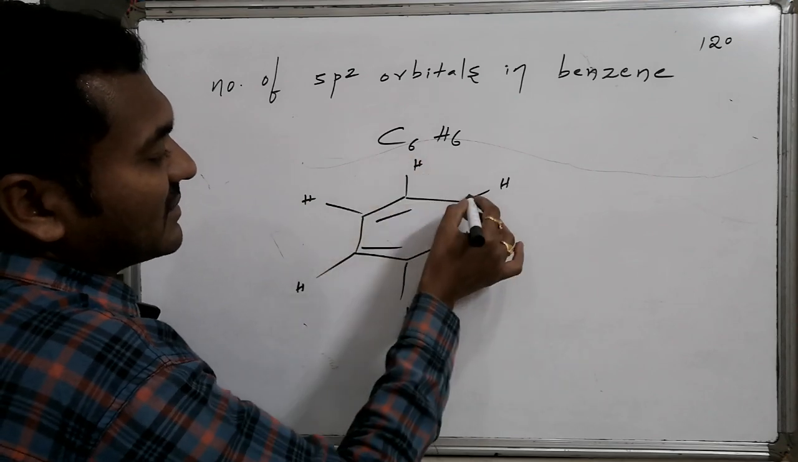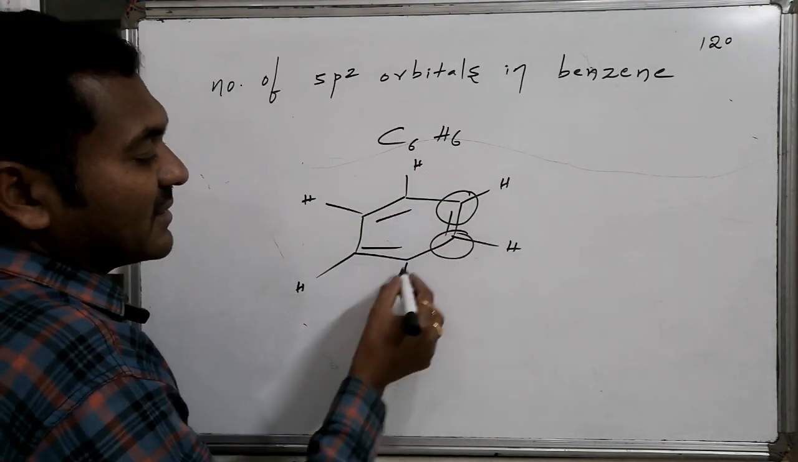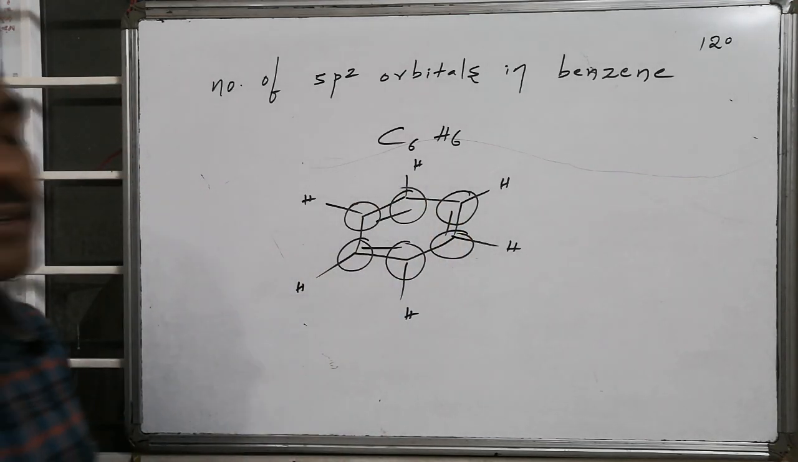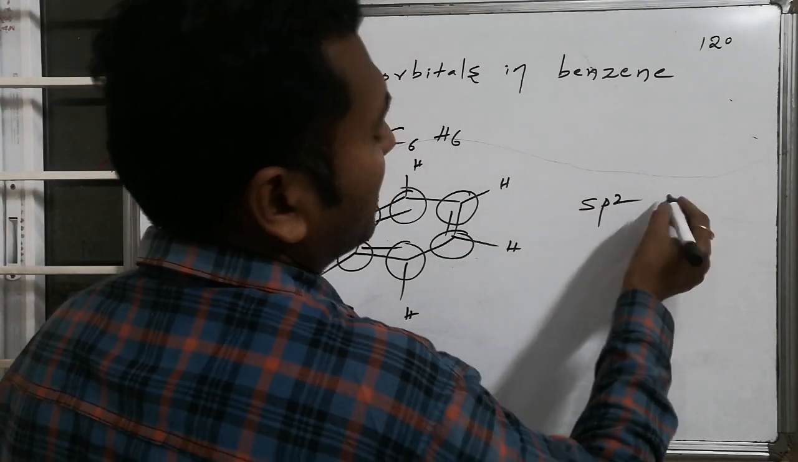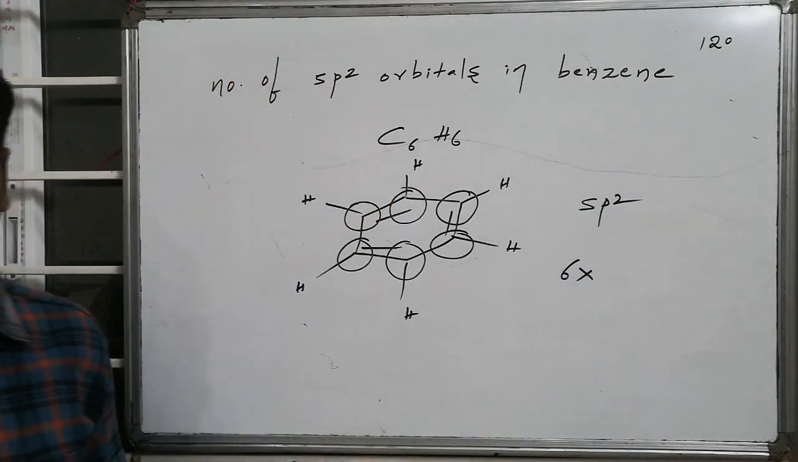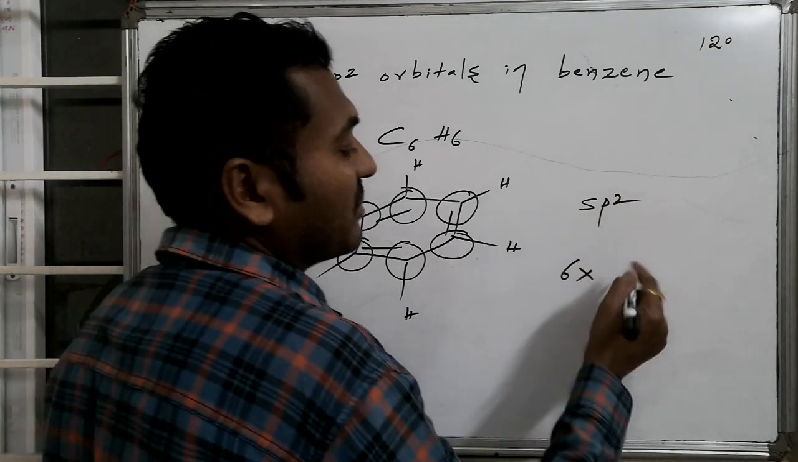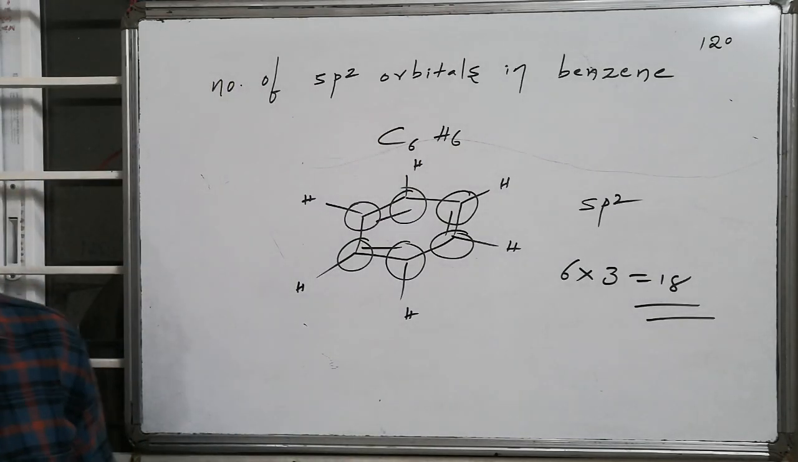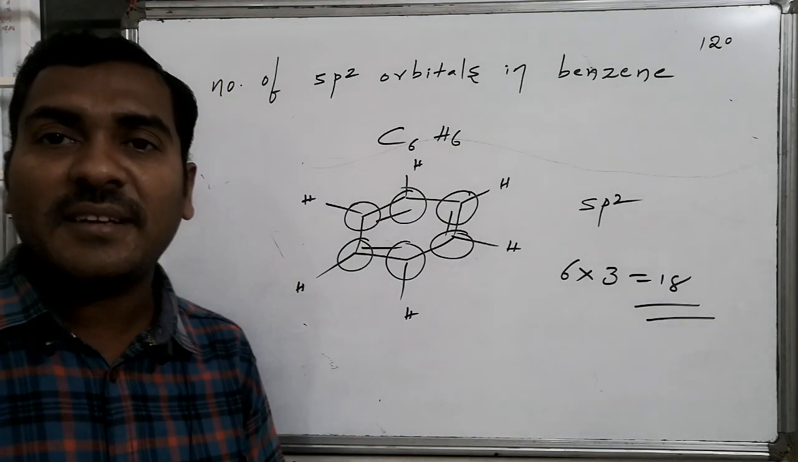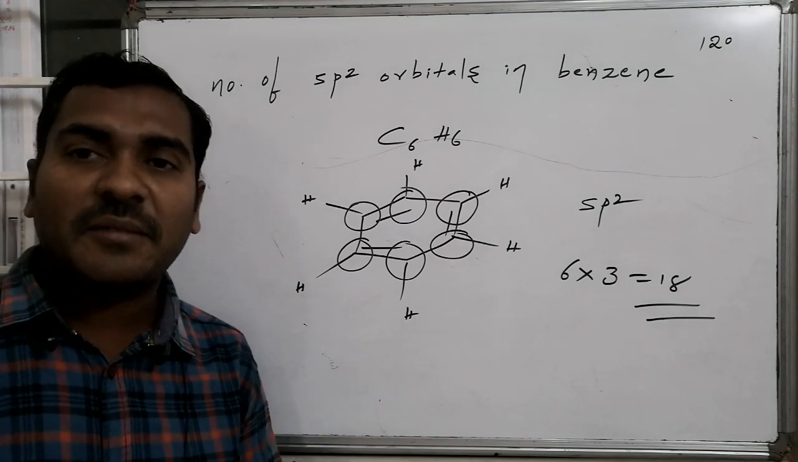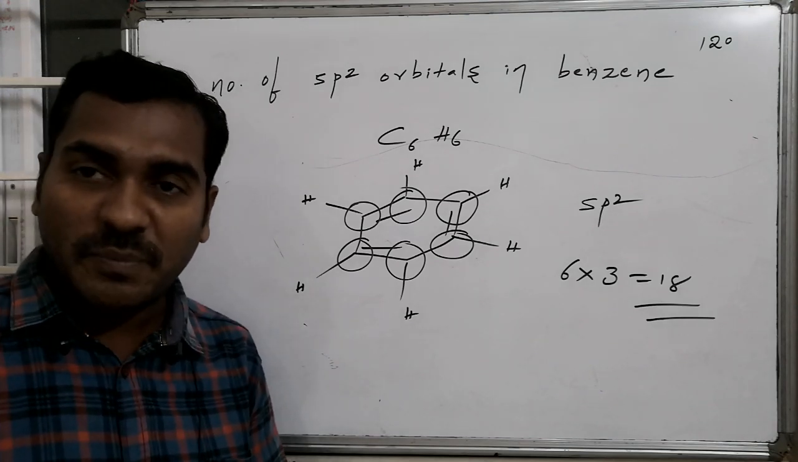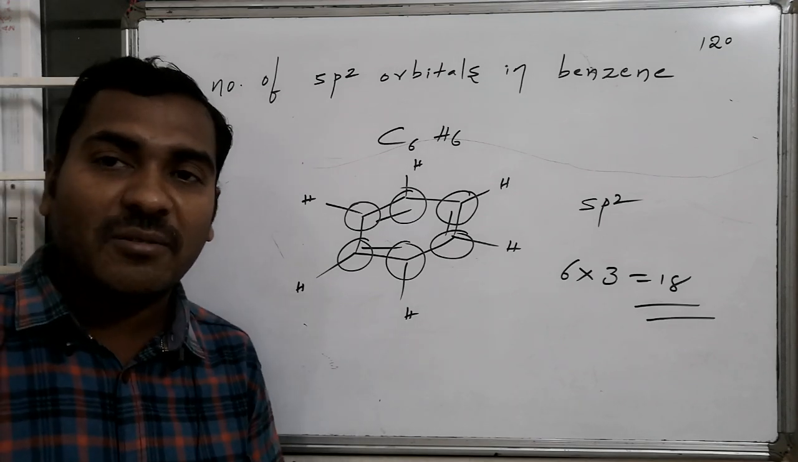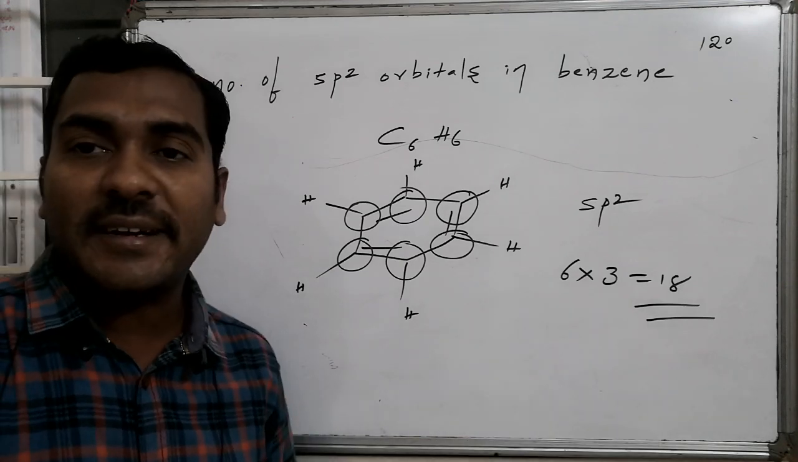This carbon is having one pi bond, this carbon is having one pi bond, this carbon is having one pi bond. All carbons are having one pi bond, implying all are sp2 hybridized. There are 6 atoms, and the number of sp2 orbitals on each carbon atom is 3. So there are a total of 18 sp2 orbitals present inside the benzene molecule. The total number of sp2 orbitals involved in the formation of one molecule of benzene, that is one molecule of C6H6, is 18 in number.